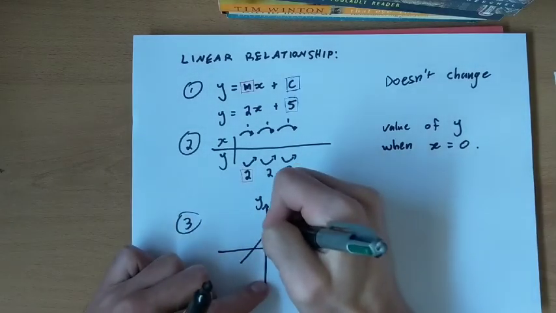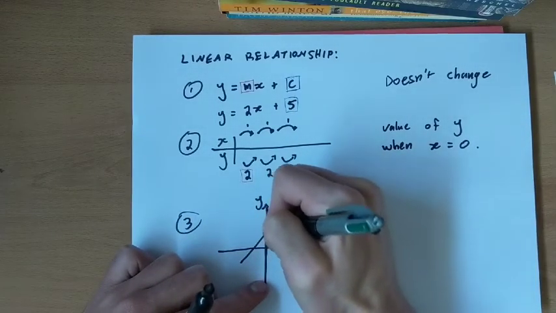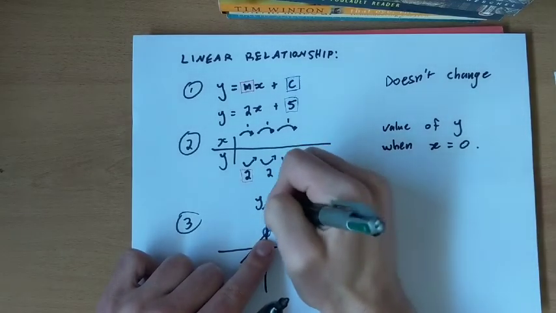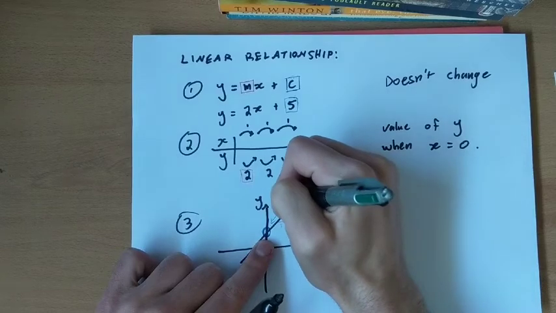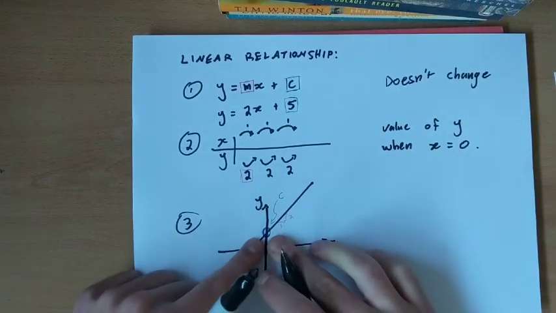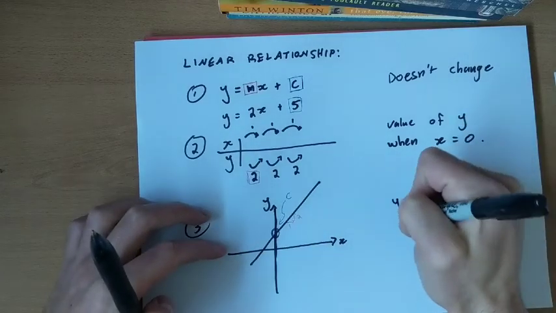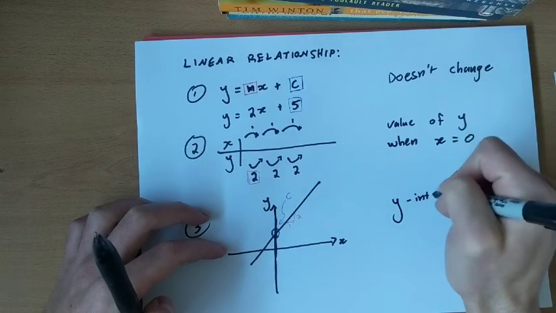So I can think of my c as being this point here on the graph, the value of y when x equals 0, which I can think of in terms of my graph as the y-intercept.